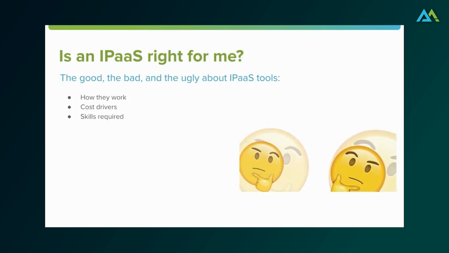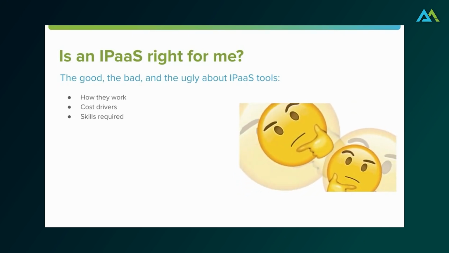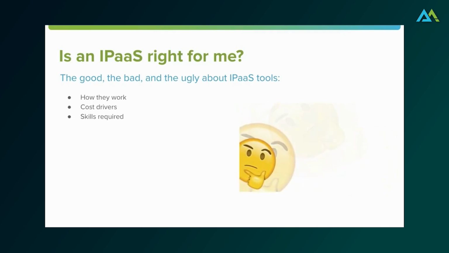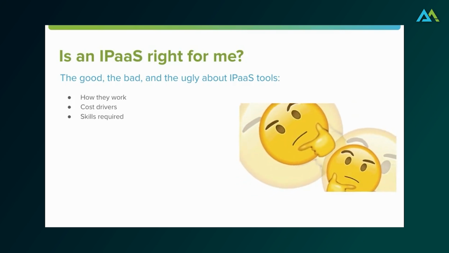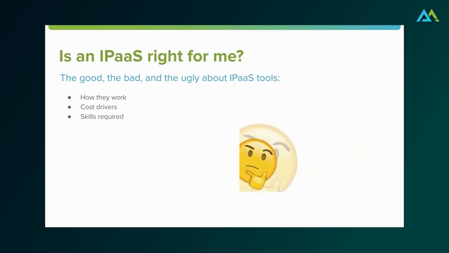Workato and Tray.io and other tools bill in different ways, but they bill you based on the number of workflows you want to build, how often they're going to run, and really they're controlling the API calls and the load that you're putting on their server, right?